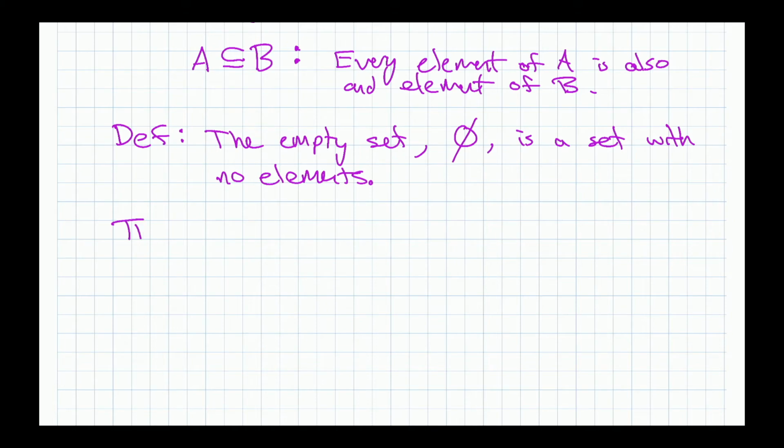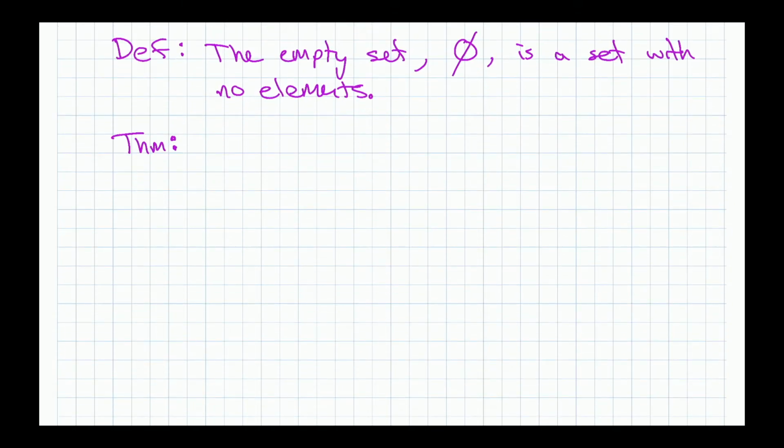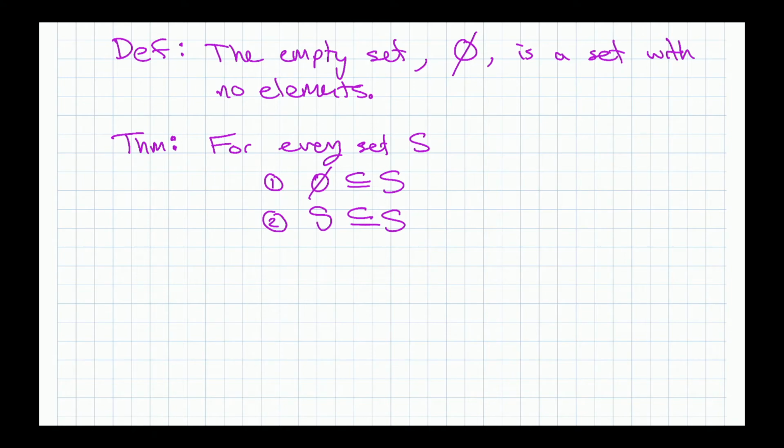Here's a theorem from the book. I didn't call it a theorem in the last lecture, but I will now. For every set S, every set has this property. Well, there's actually two properties. The first property is that the empty set is a subset of the set. And the other property is that the set itself is also a subset of the set.